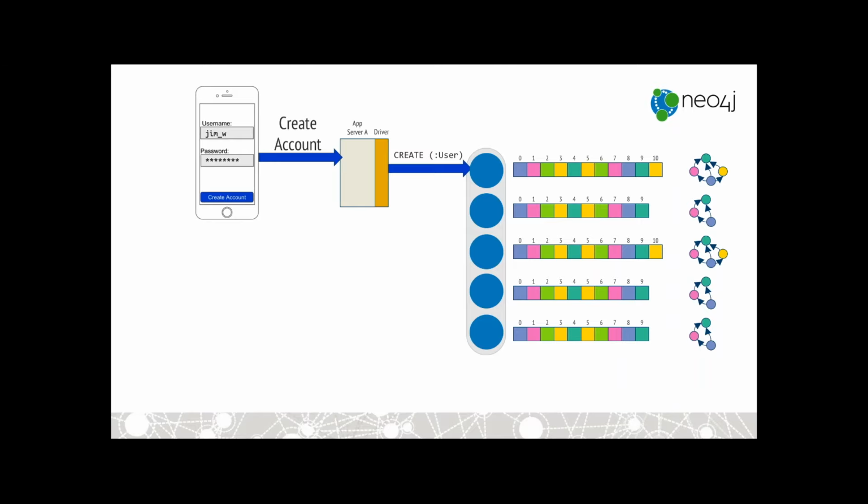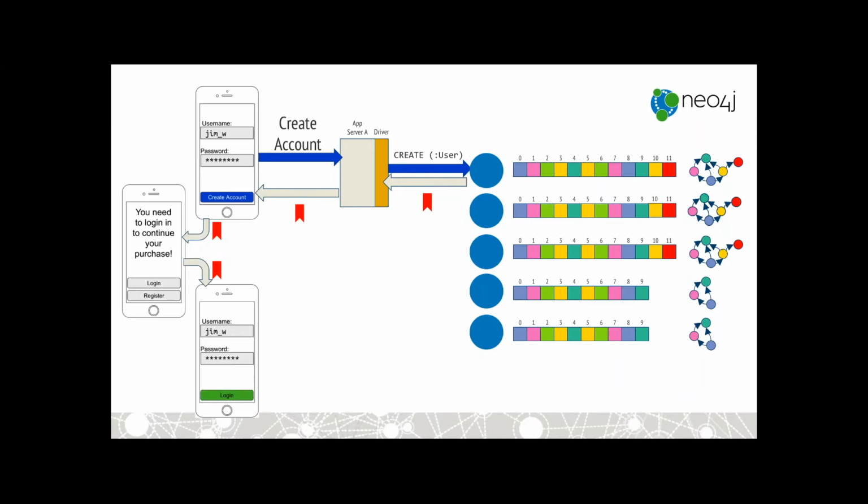So I'm going to create an account. That's going to send some message to my app server. The app server has a Neo4j driver in it, which sends a message to the database. And now, as you can see, records get added into my logs, and ultimately, new nodes appear in my graph. Okay, now I get, you need to log in to continue your purchase. Fine, I log in, send the message over to, in this case, a different Neo4j database that doesn't yet have my user record. This should be slightly worrying.